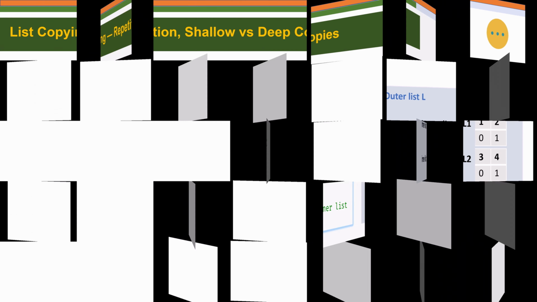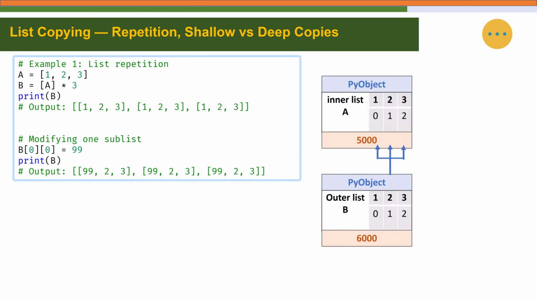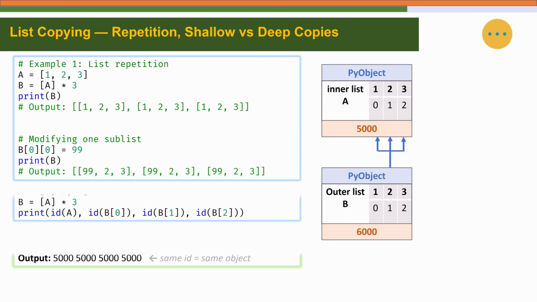Now let's explore what happens when you try to copy or repeat lists in Python. At first glance it looks simple, but there is an important concept underneath called shallow versus deep copying, and it can lead to confusing bugs if we do not understand it carefully. Let's start with a repetition example.